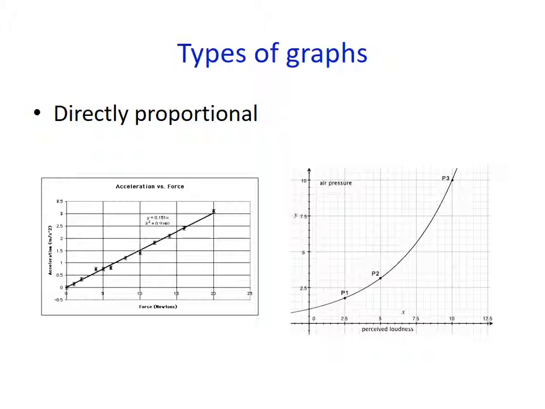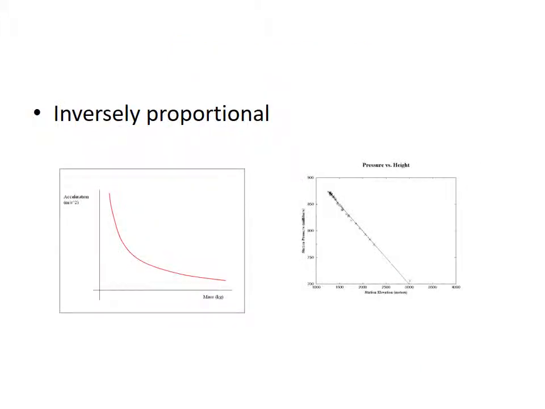Okay, so there are different types of graphs. You've got directly proportional graphs, nice straight lines. You've got the other side with the air pressure and perceived loudness, that's also directly proportional, but it's proportional to the square. And you've got inversely proportional, 1 over x, which gives that wonderful series of graphs there. This one here, of course, is the 1 over x graph, which should be, in theory, a straight line.